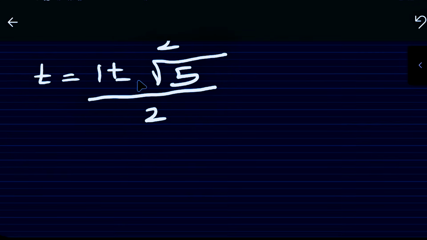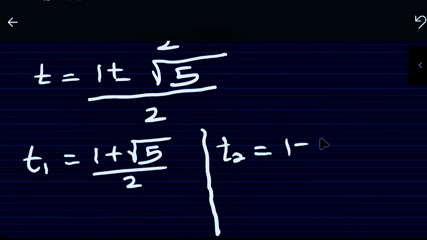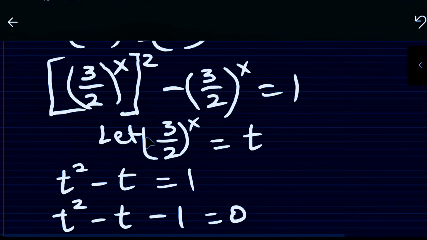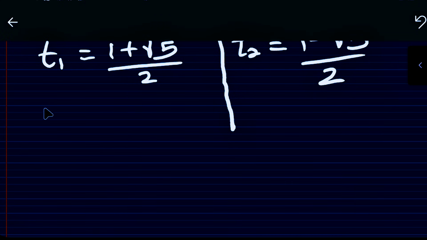So looking at this, you can see that we'll have two values here. Okay, so t1 will be equal to 1 plus square root of 5, then divided by 2. Okay, let's separate this with a line. Now t2 equals 1 minus square root of 5 divided by 2. Now, but remember that we said, let me go back so that we see it, we said let 3 divided by 2 exponent x be equal to t. Okay, so we are going to bring that back. Now t equals, we said let t be equal to 3 divided by 2 all exponent x.